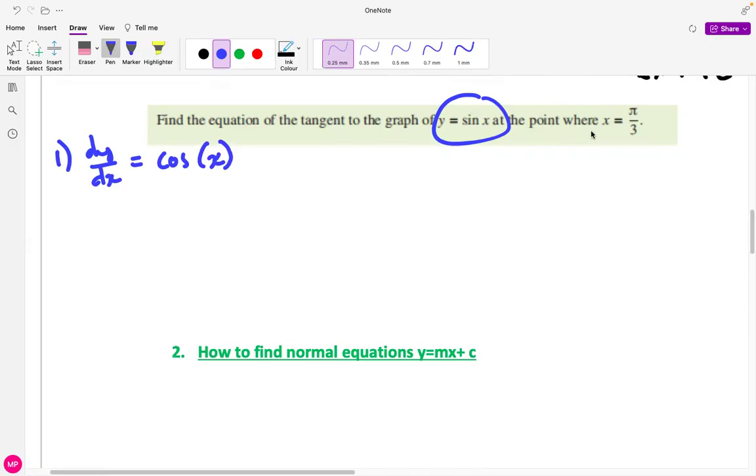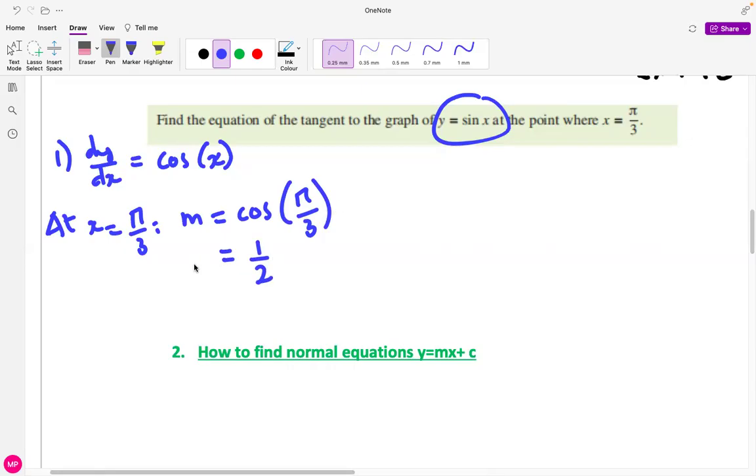Then they give you the point pi on 3, so you sub that in. So at x equal pi on 3, you sub that in, so the derivative or the gradient equal cos of pi on 3, and cos of pi on 3 is cos of 60 degrees, which is 1/2. Then you're done. So you get m equal 1/2. Step 1 done. Now step 2 is we need to know a point. So to know a point, we're going to sub x equal pi on 3 into the original to find y.